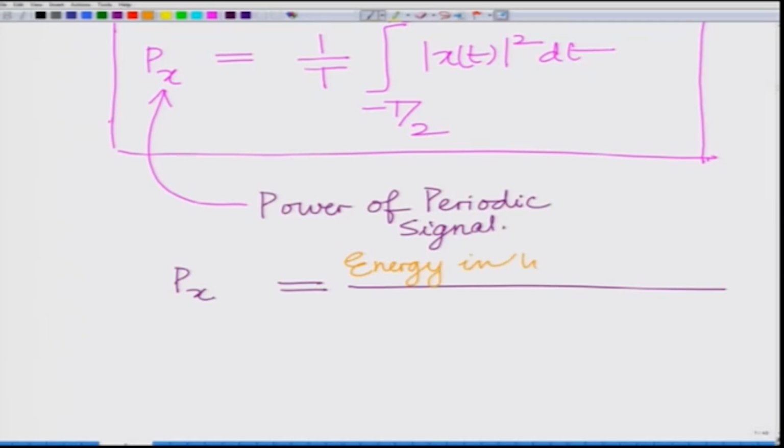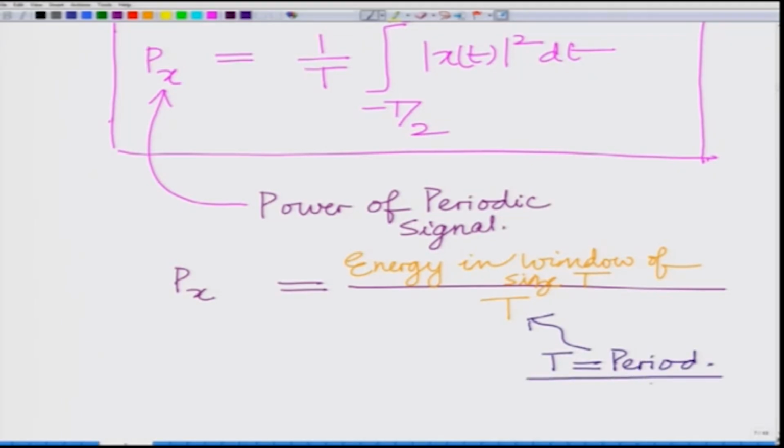So, the power of a periodic signal, for the special case of a periodic signal, is the energy in a window of size T divided by T. Realize that this T is the period of the signal. So, you simply take the energy of the periodic signal in one period divided by the period, that is capital T, and you get the power of the periodic signal, that is P_x.